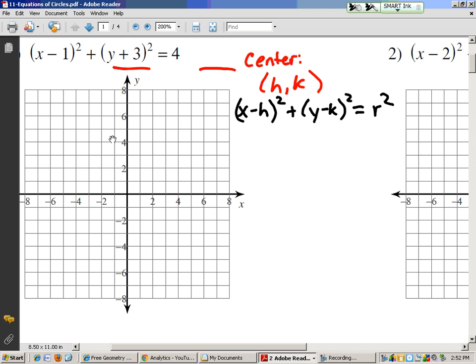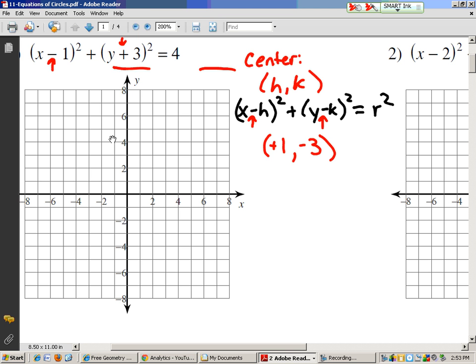So since the h and k both have negatives already, then I am looking for the opposite version of them. Since this one's negative, h is actually positive 1. And since this one is positive, k is actually negative 3. So the center of that circle is 1, negative 3.